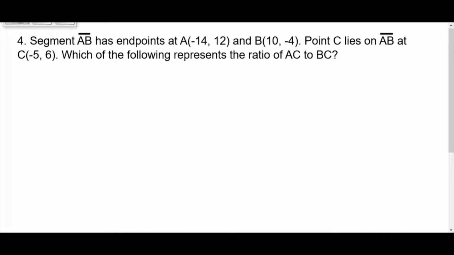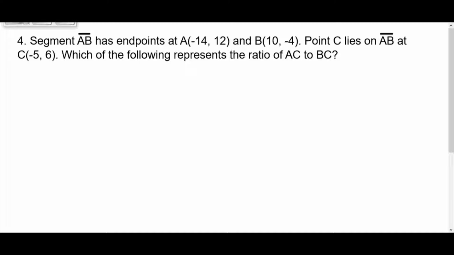Welcome back. We are now on question number 4. We are going to find, we have segment AB with endpoints at A (-14, 12) and point B at (10, -4). Point C lies on AB at (-5, 6), which represents the ratio of AC to BC.